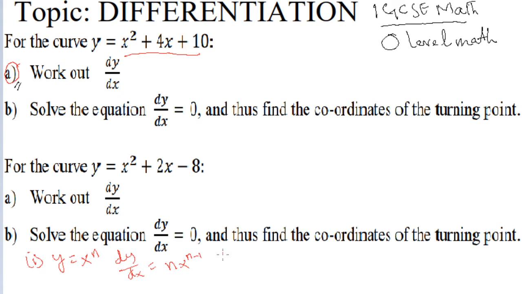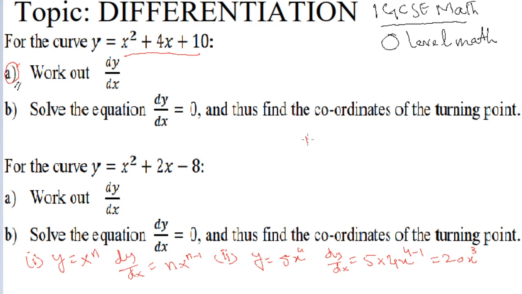The second case was this one. If y is equal to 5x^4, then the derivative dy dx is 5 into the power will come to the coefficient, and the power of x will be reduced by 1, so it becomes 20x^3. That is the second thing I discussed in the previous video.